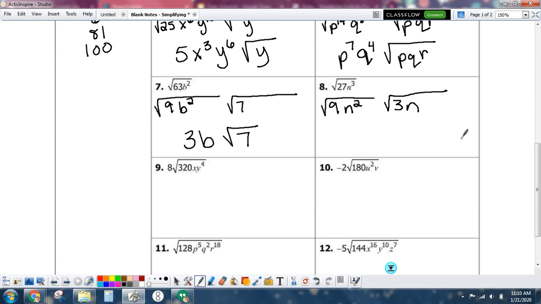So now I can go ahead and do my square roots. The square root of 9 is 3. 2 divided by 2 is 1. And then I'm just going to bring down my square root of 3n. So I have 3n square roots of 3n.